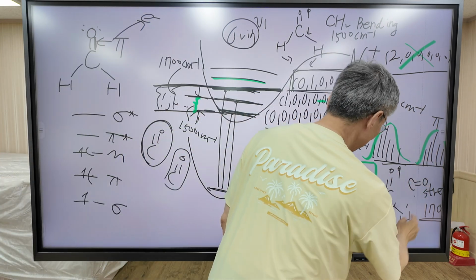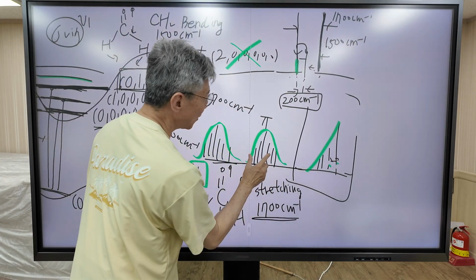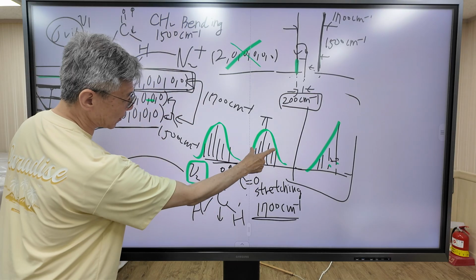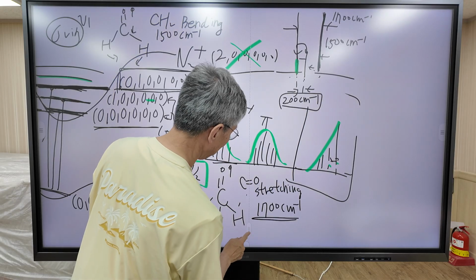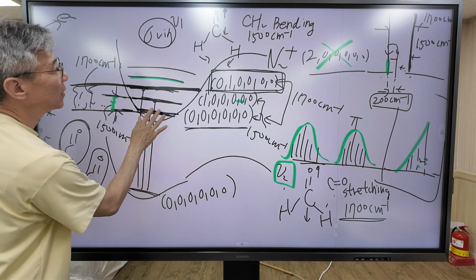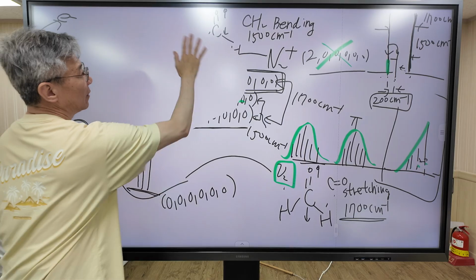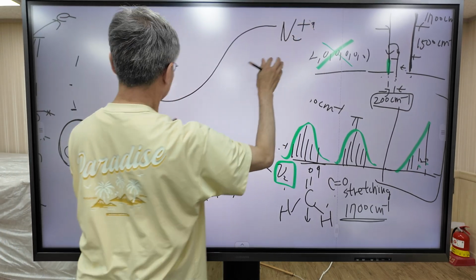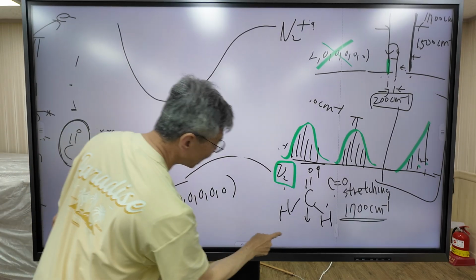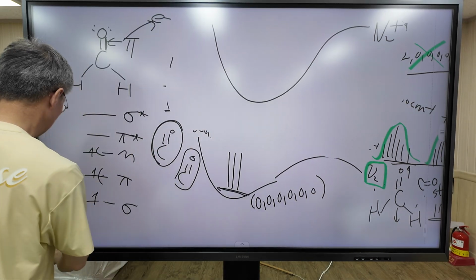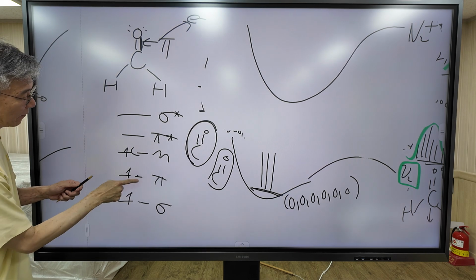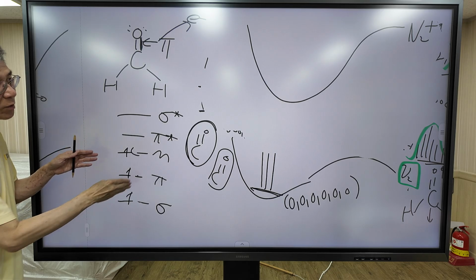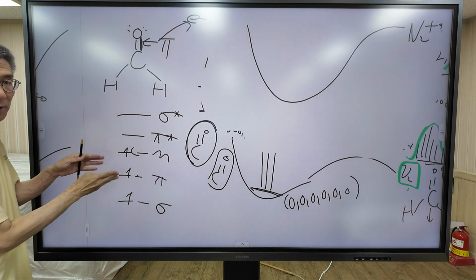So in this case, only the CO stretching mode is excited. So consider this one mode closely. Above this potential energy curve, we have another potential energy curve. This potential energy curve comes from this electronic configuration. When the electron in the pi orbital is removed, we obtain this configuration. The potential energy curve of this one comes from this configuration.